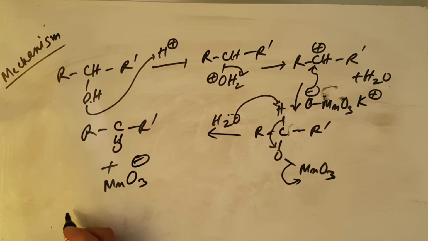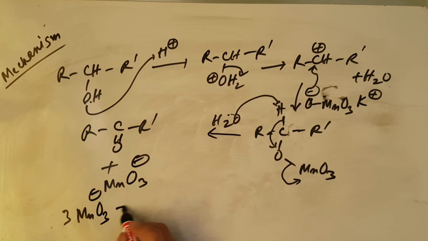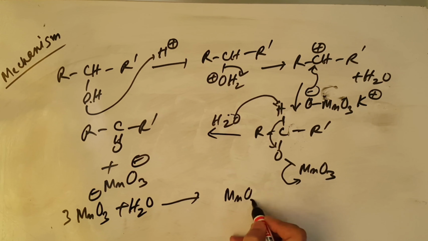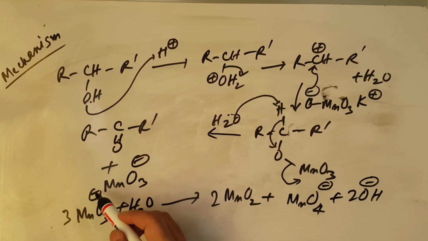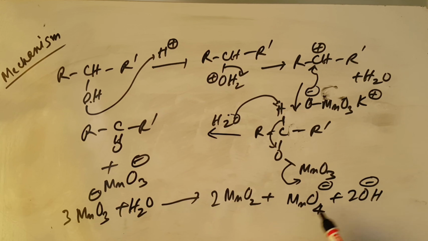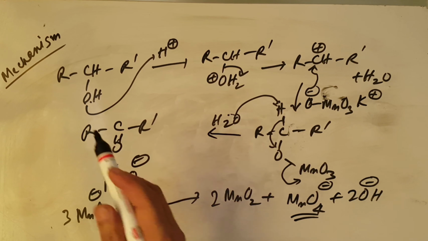This MnO3 can be hydrolyzed again, so you can use the KMnO4 again. MnO3 hydrolyzed with water gives MnO2 plus MnO4, plus some permanganate, plus 2 OH. This manganese trioxide anion can be reused by hydrolysis, and we get potassium permanganate back. So this is the mechanism for oxidation of secondary alcohols to ketones.